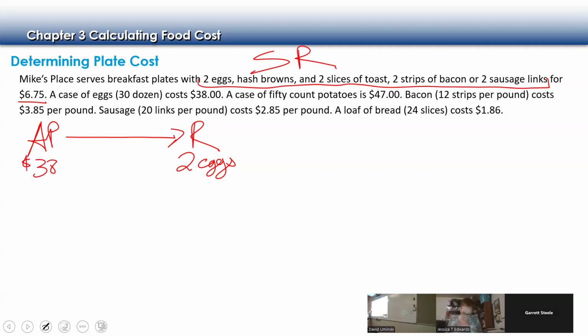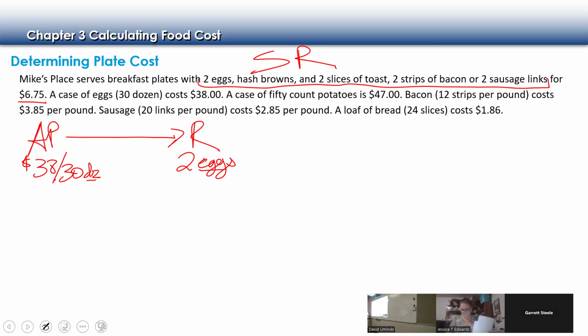$38 or 30 dozen. Do my units match? No, I have dozen and I have eggs, but they do not match. So how do I get down to this? I gotta get down to the cost of one egg. How do I do that?